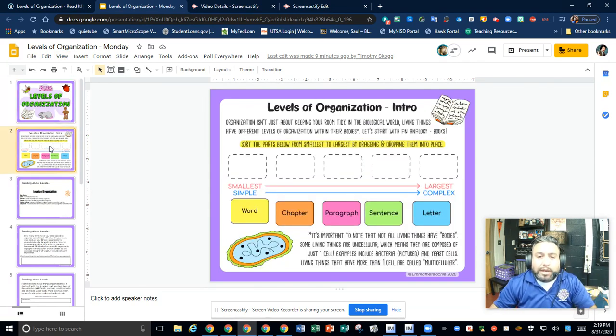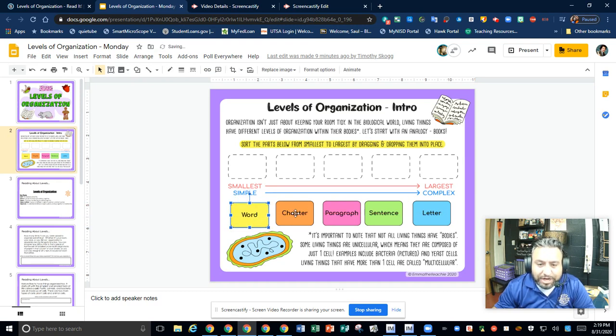All right, so taking a look at your slide number 2, Levels of Organization Intro. So you saw the first part of this lesson using money to talk about levels of organization. Now I want you to look at parts of a book, okay? So you have word, chapter, paragraph, sentence, or letter. You need to put these in order from the smallest, the most simplest form, to complex, the largest form.